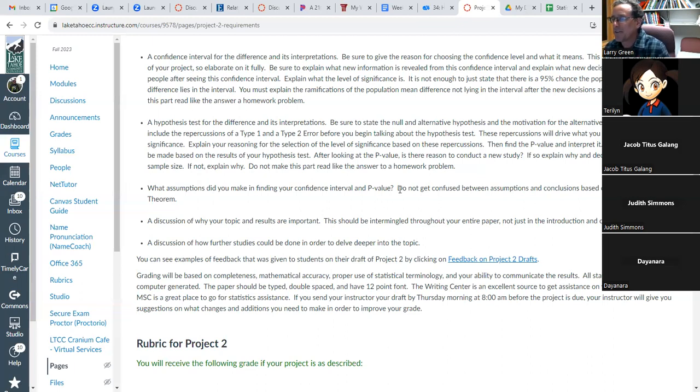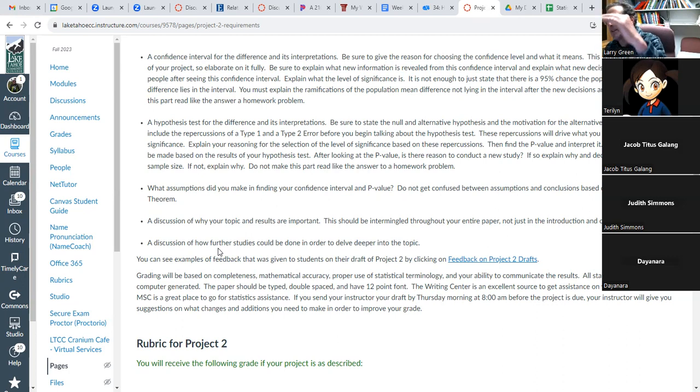Remember the first 3 letters of assumption. Never a good thing, but sometimes you have to make it. Any questions on that? Okay. And then at the end, talk about how further studies might be done, delve deeper. Don't write a whole page of that. That's like a sentence or 2.